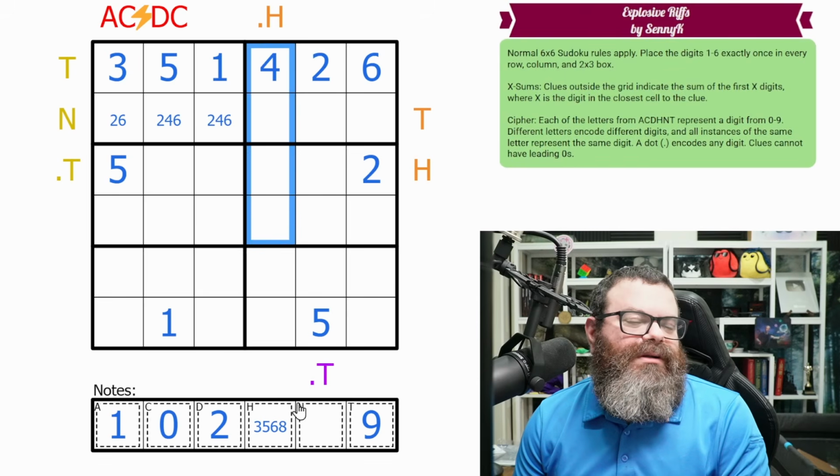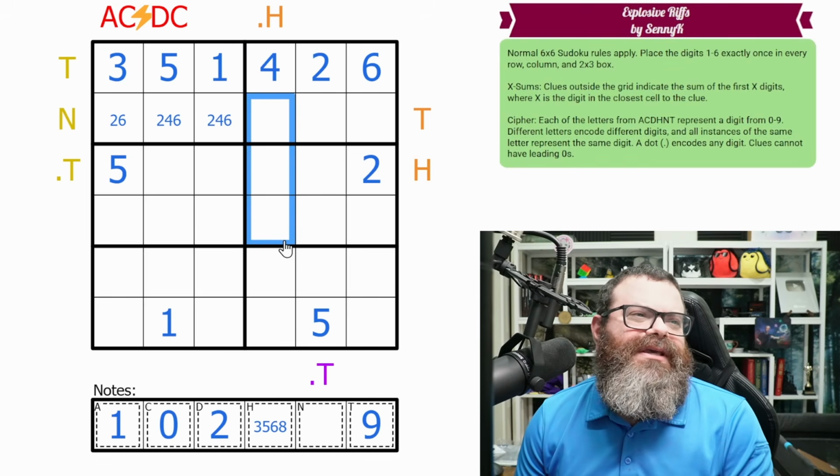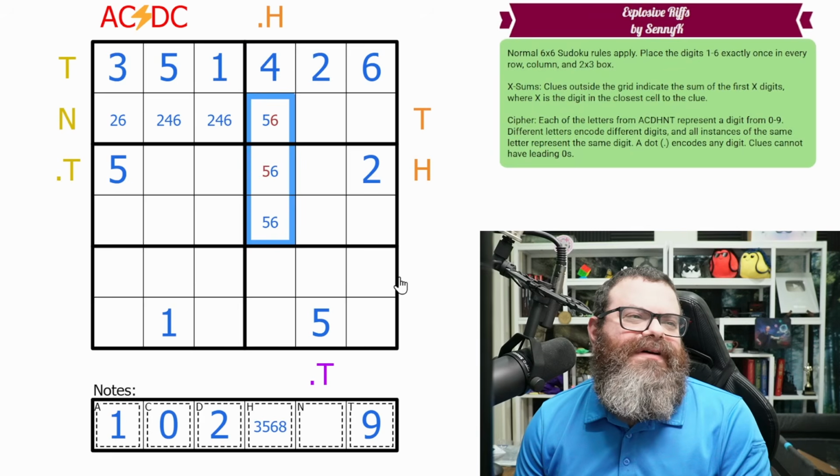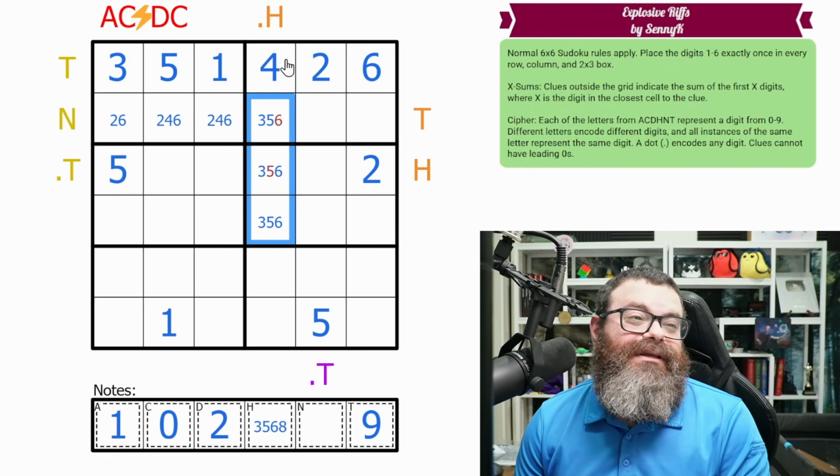So in 4, could we get to 18? I'm not sure. What's the biggest these could add to? We could do a 6, a 5, and a 3. So yeah, 3, 4, 5, 6 is our biggest, which is going to be 18. So that is possible.